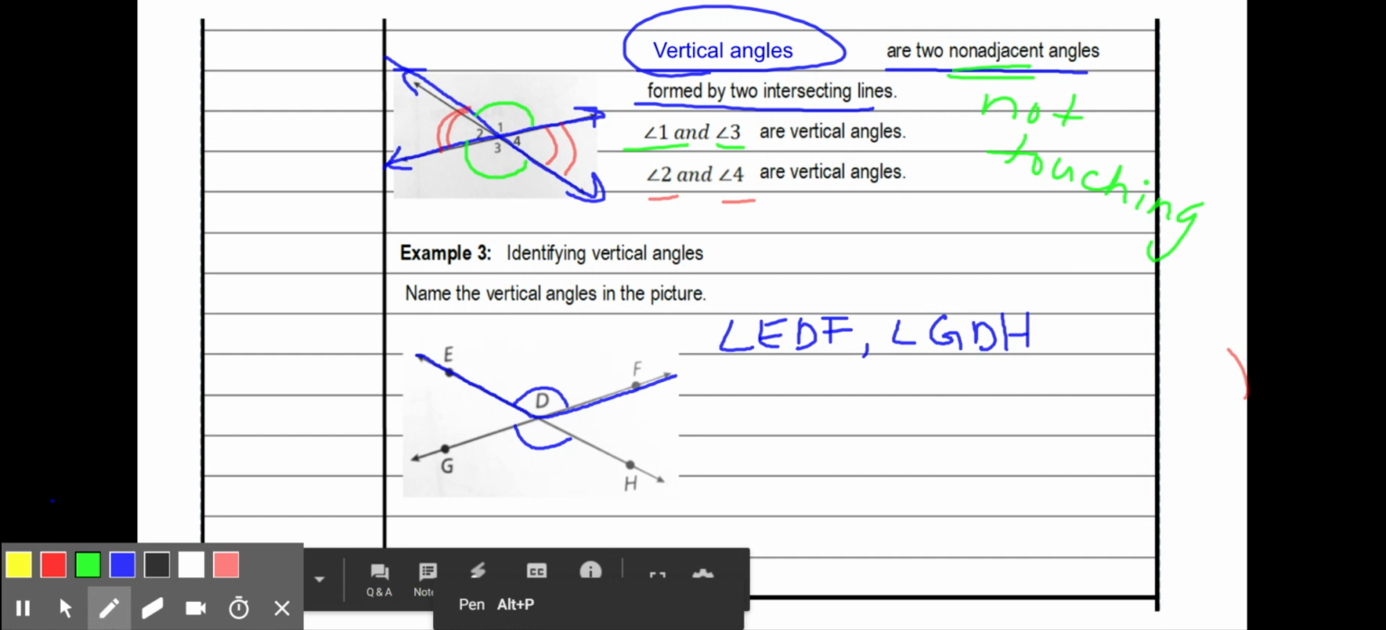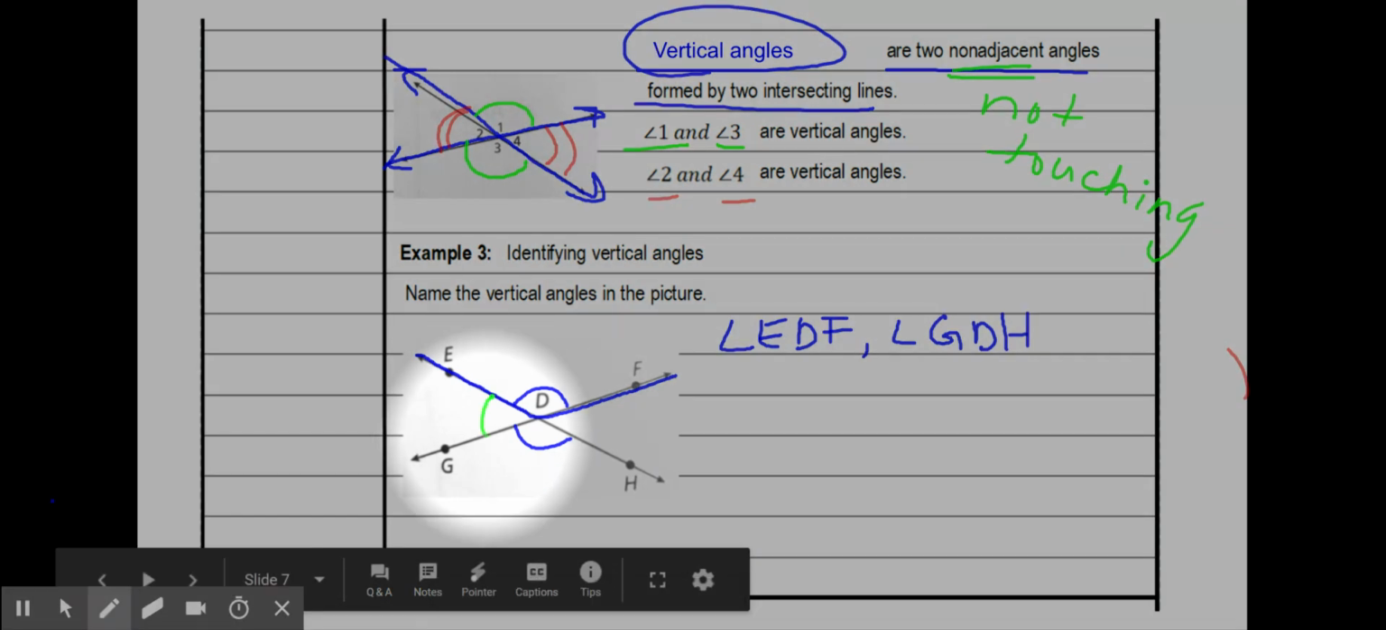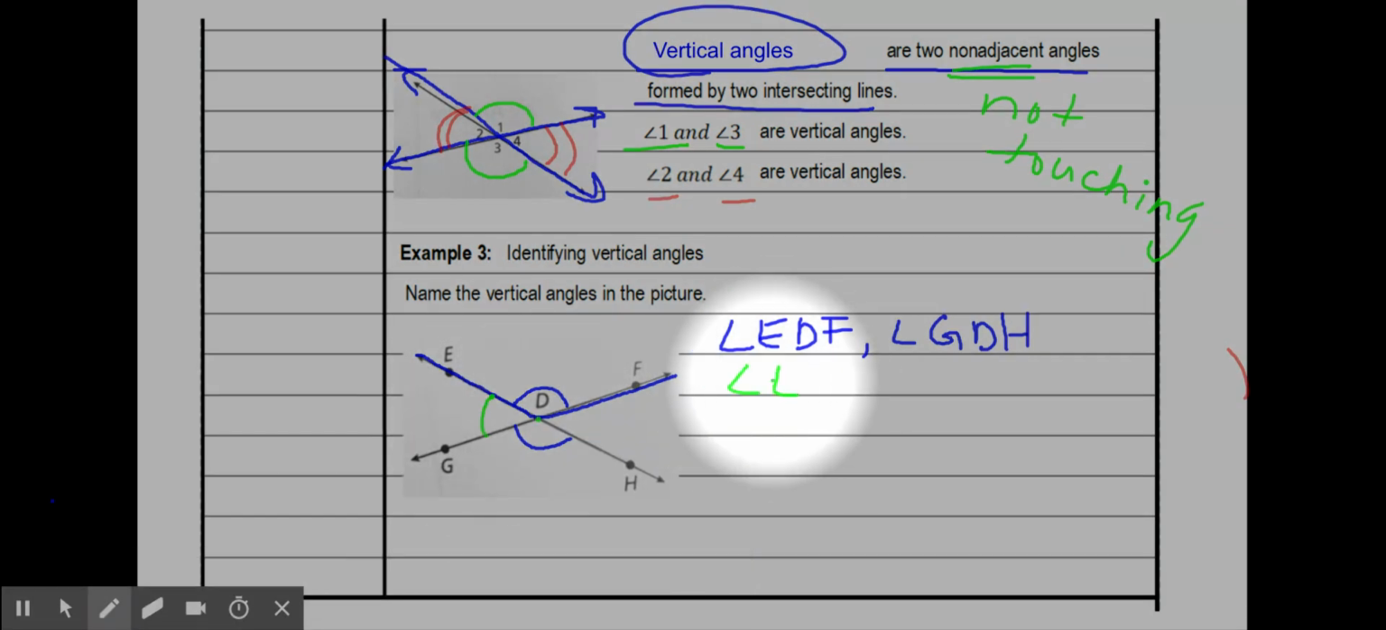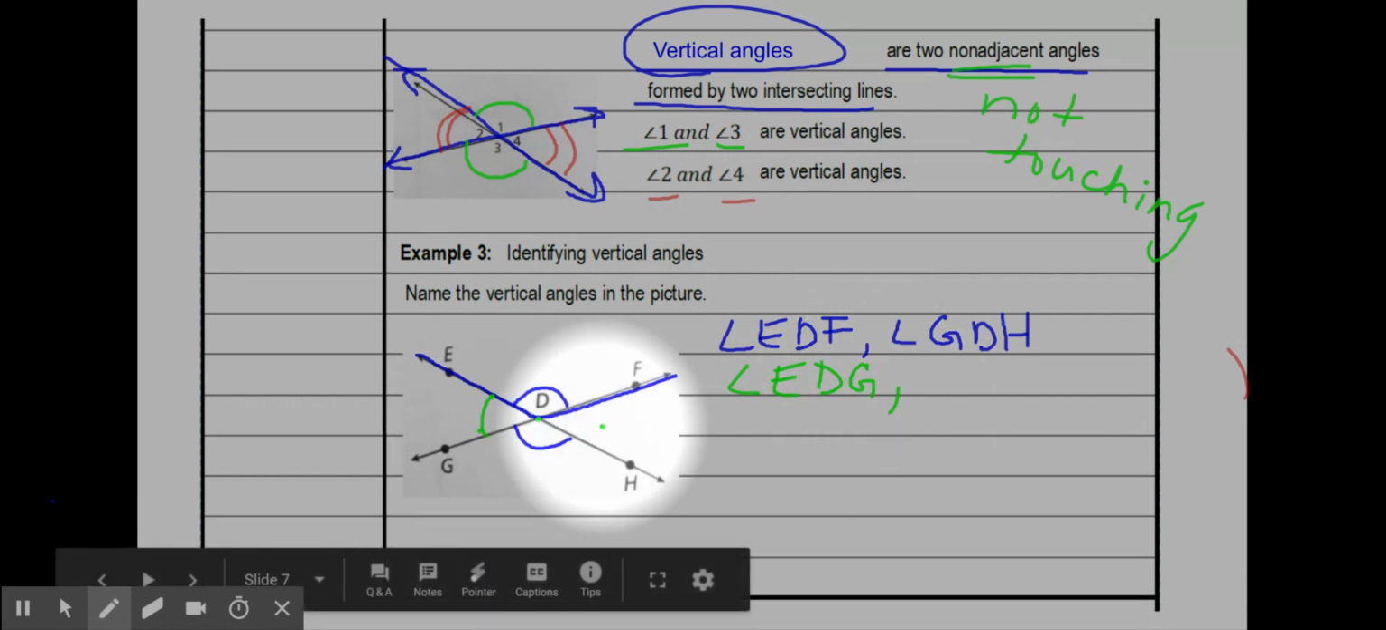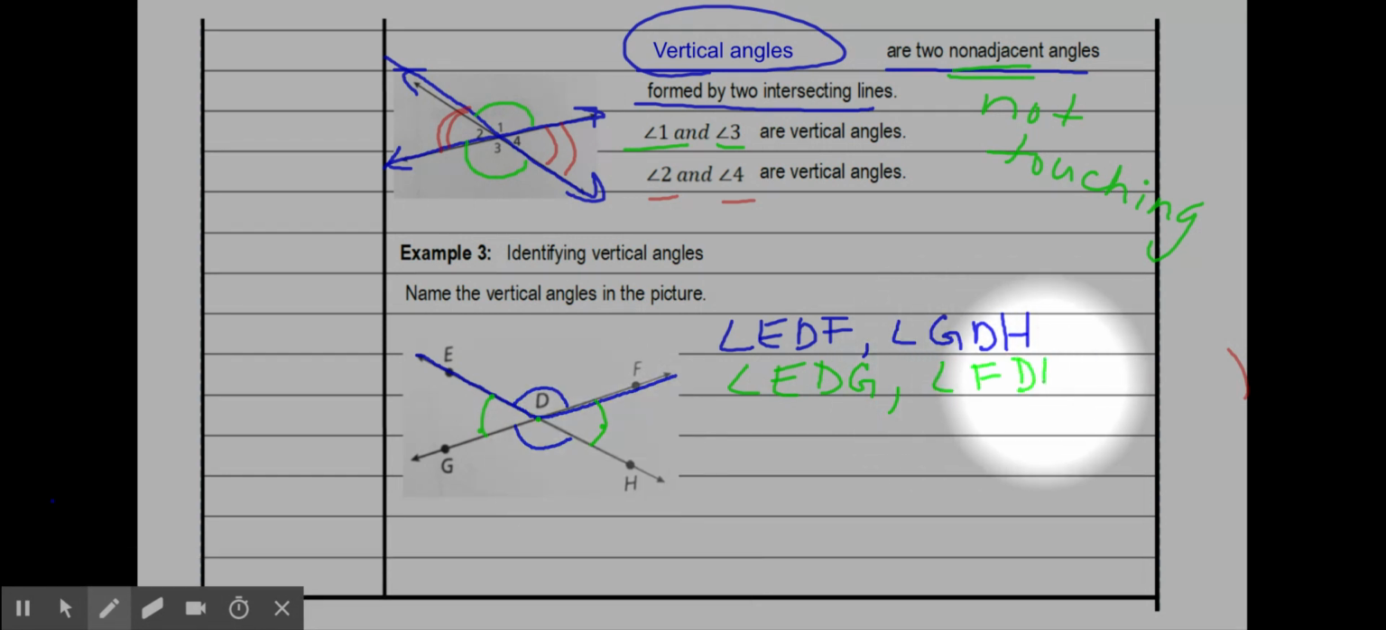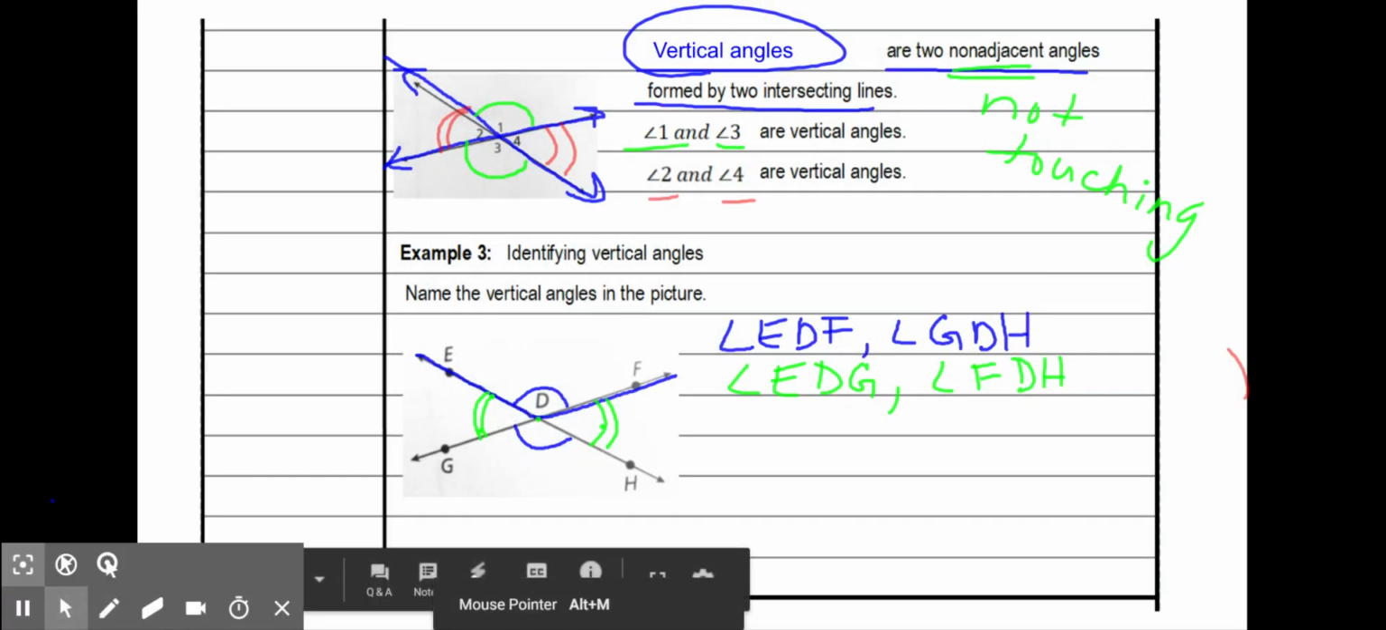I've got two angles left. Let's see if they're vertical. Let's start with angle EDG. If I go across the intersection, I get the vertical angle FDH. And since these are probably different measures, I'll do two lines. Great.